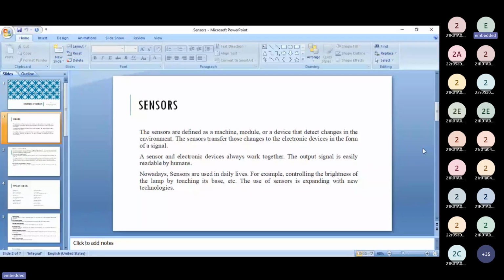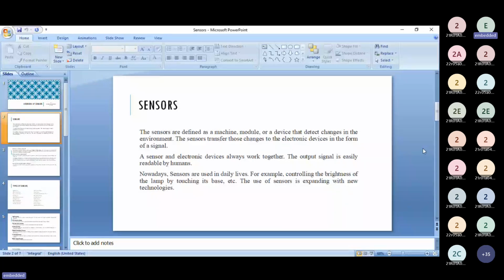So nowadays sensors are used in daily life. For example, controlling the brightness of a lamp by touching its base. The use of sensors is expanding new technologies. This is the main usage of sensors: how it is useful for us, and where we use sensors.